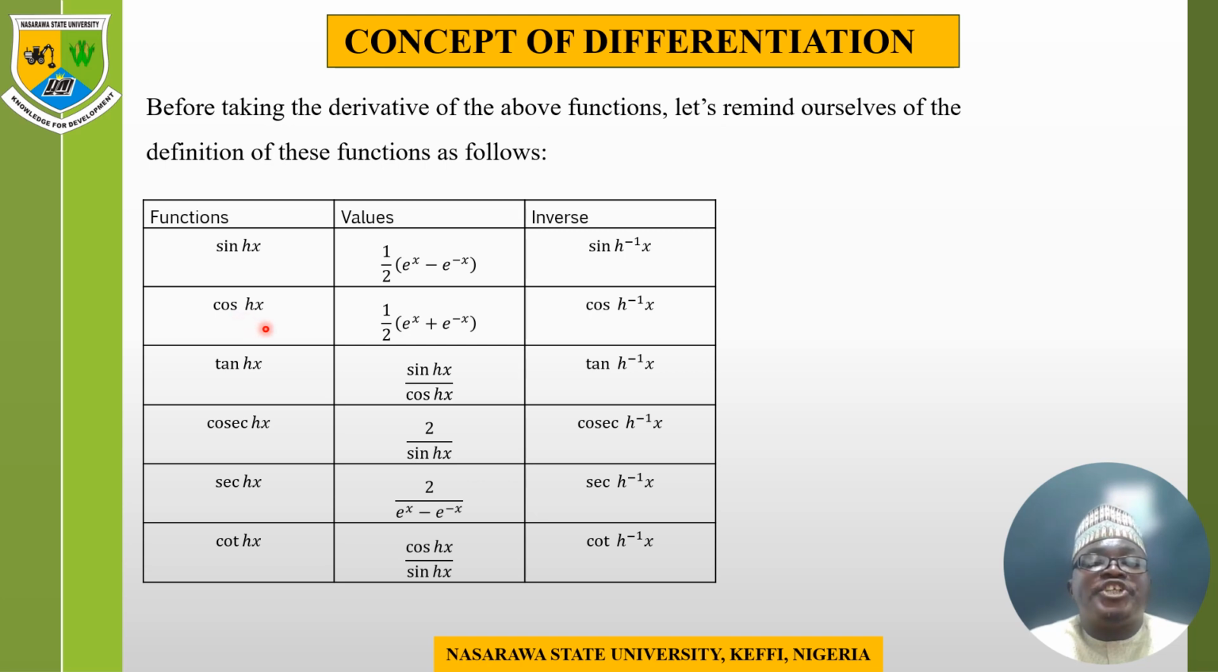Cos x, the value is this. If you look, the only difference here is negative, here is positive. Then you are going to have cos inverse of this, the same application. Then when we are differentiating the example given, let us be mindful with the values.